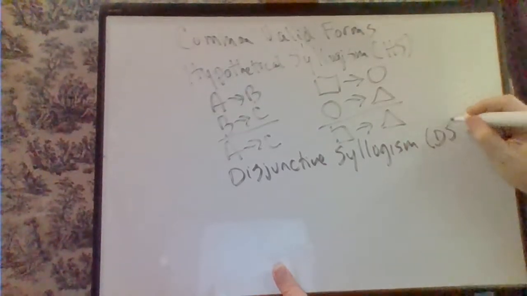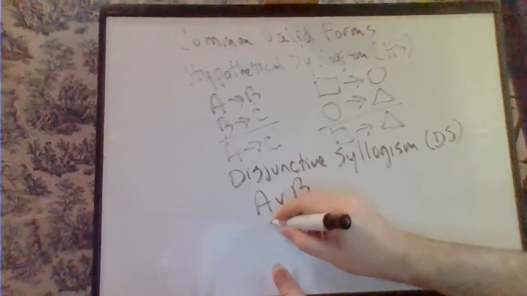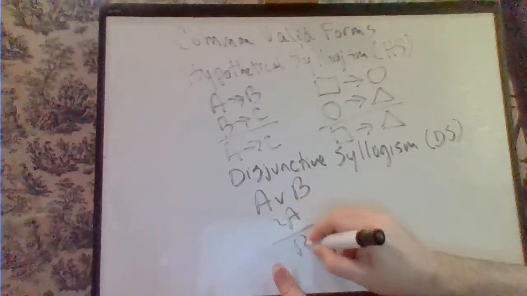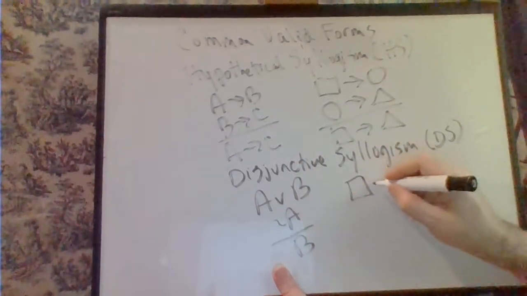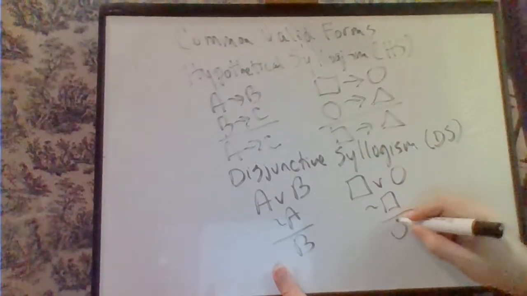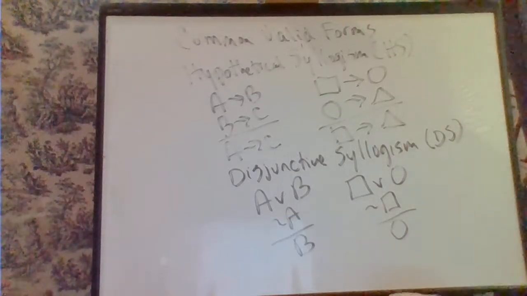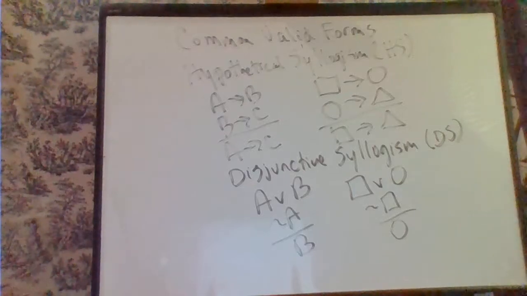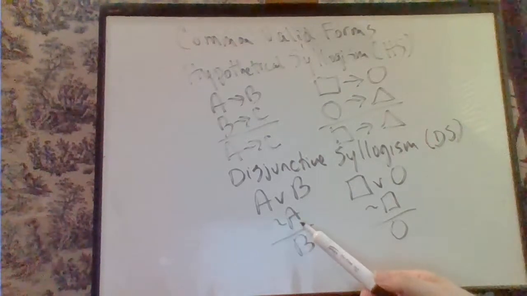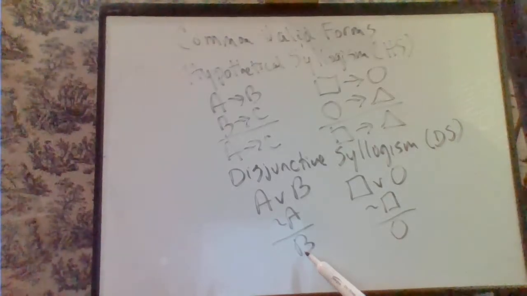Which you can abbreviate as DS. And that would take the form of A or B, not A, therefore B. Or if you preferred, square or circle, not square, therefore circle. The disjunctive syllogism, it should be pretty obvious why that one is valid. You're given two options. It's either A or B. If we are denying the one, there's only one option left. It has to be B.